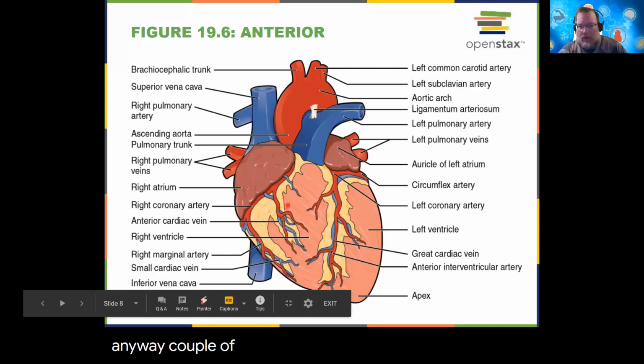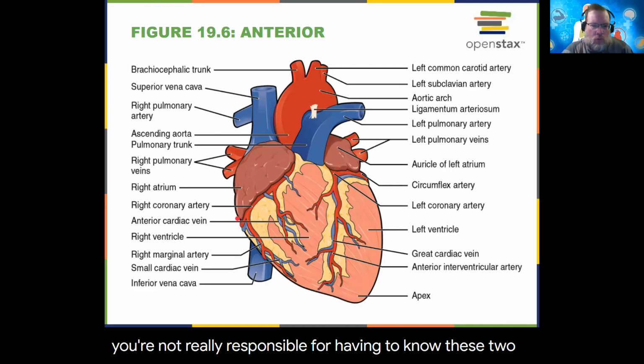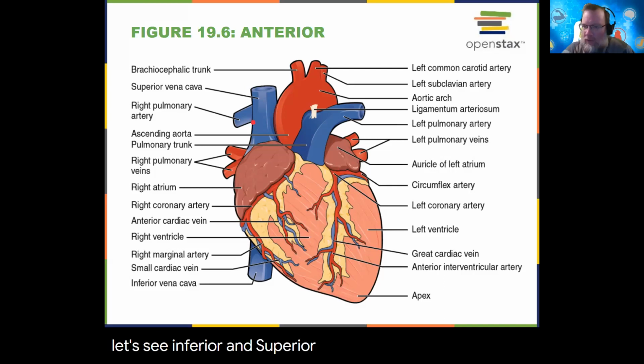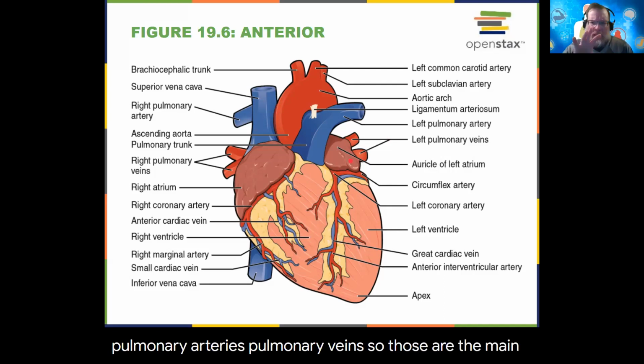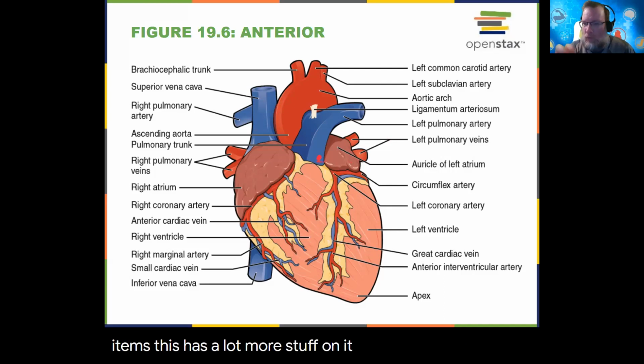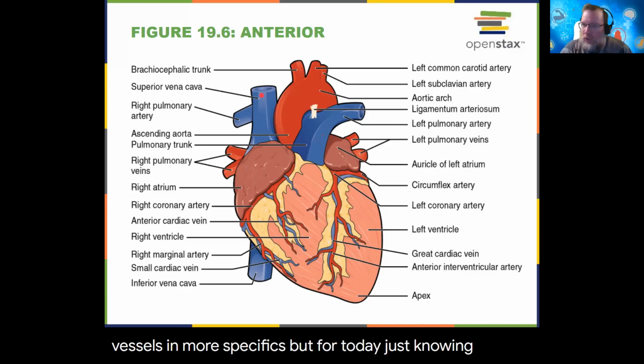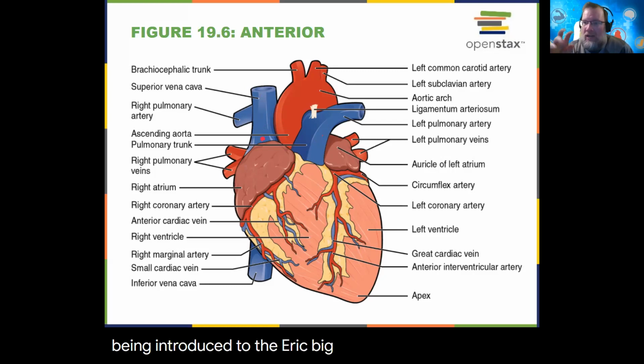So anyway, a couple of other items. Again, I mentioned we do have these coronary arteries and cardiac veins. For now, you're not really responsible for having to know these. Let's see, inferior and superior vena cava, you know those already, and aorta we talked about, and the pulmonary trunk, pulmonary arteries, pulmonary veins. So those are the main items. This has a lot more stuff on it than you're going to need to know for today. Next week, we'll get into these guys up here, some of the blood vessels in more specifics. But for today, just knowing and being introduced to the basic great vessels of the heart.